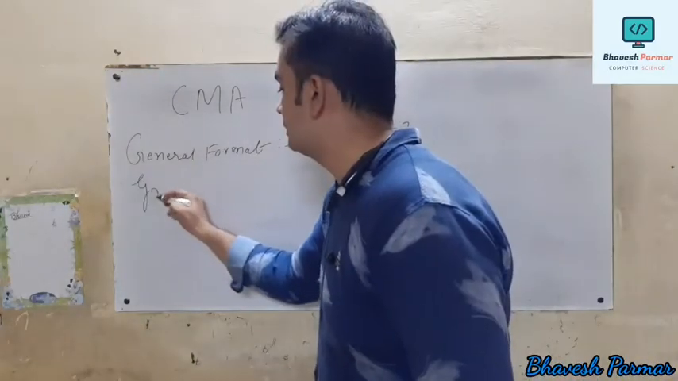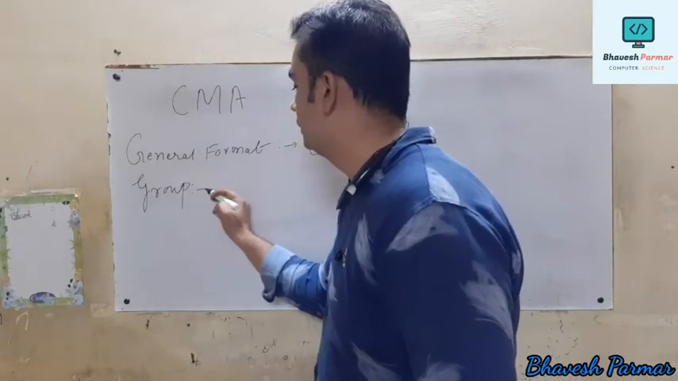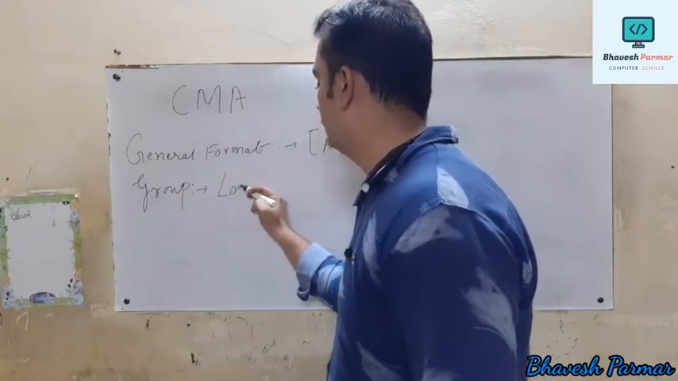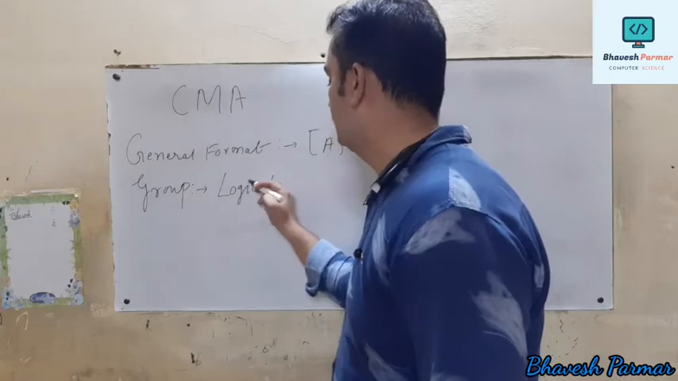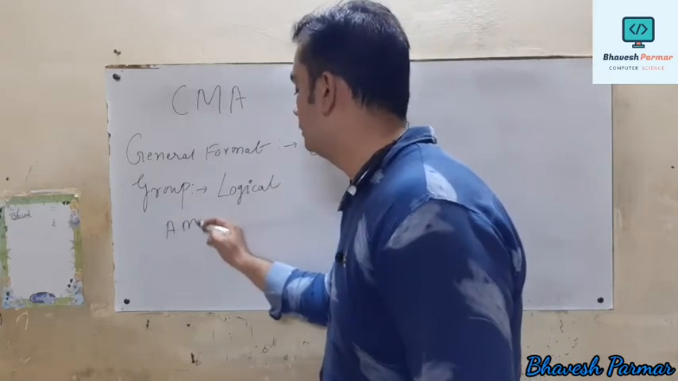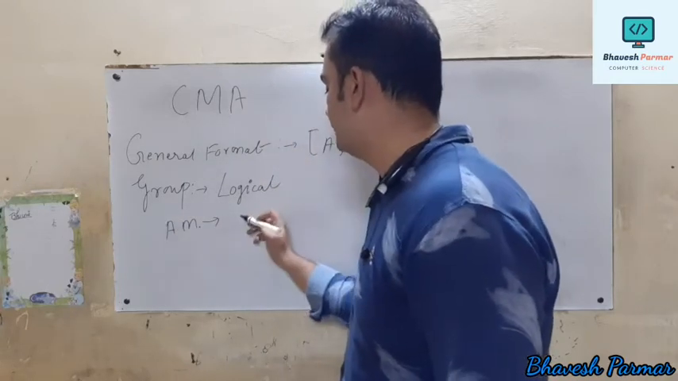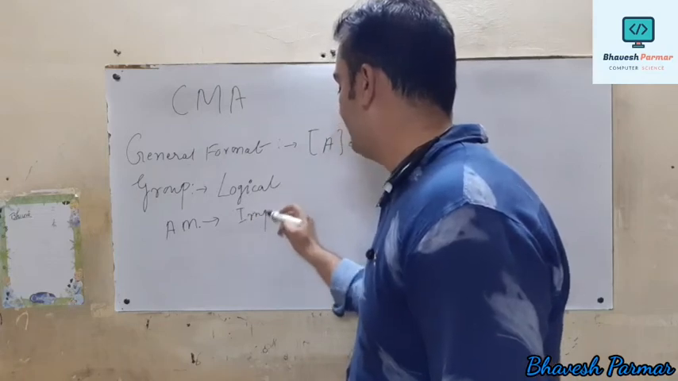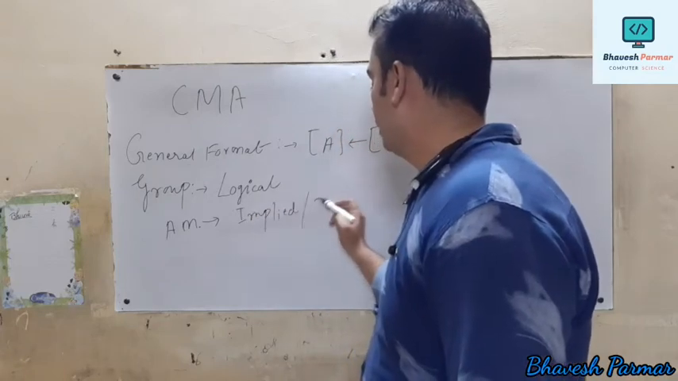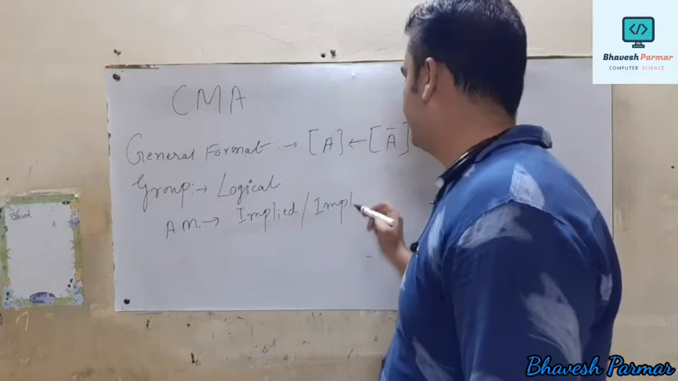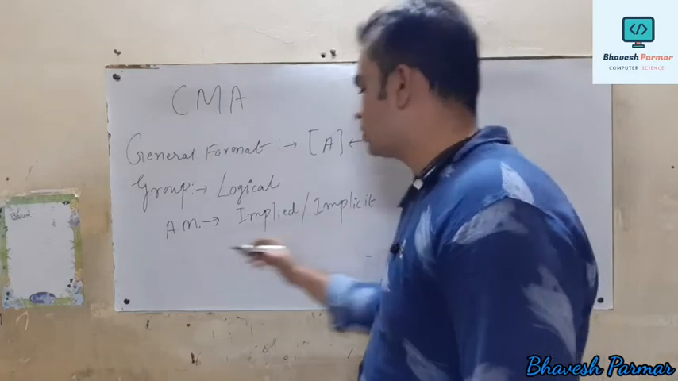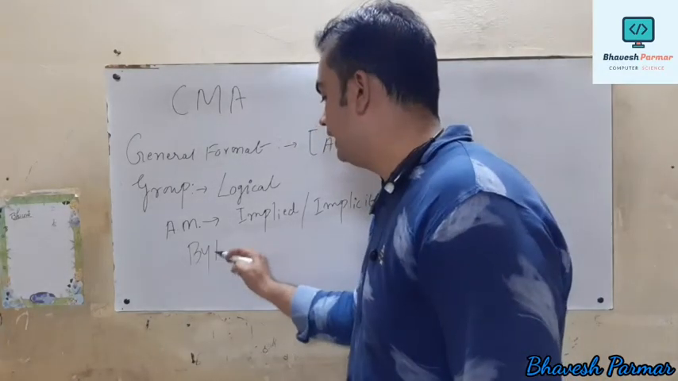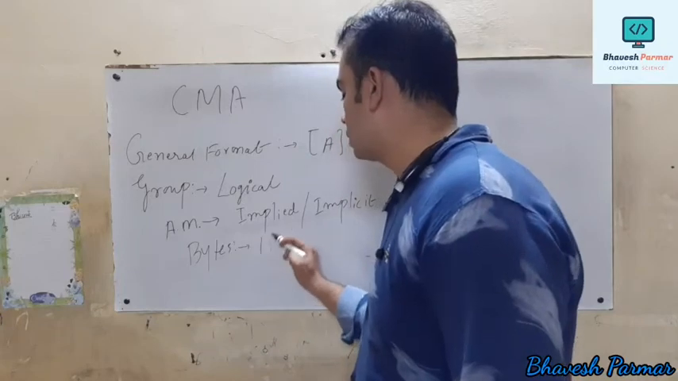Thereafter our next point is group. In group I am writing logical group instruction. Thereafter addressing mode. In this case the operand is missing, so I am writing down implied / implicit addressing mode. And these instructions are always available in 1 byte instruction form.